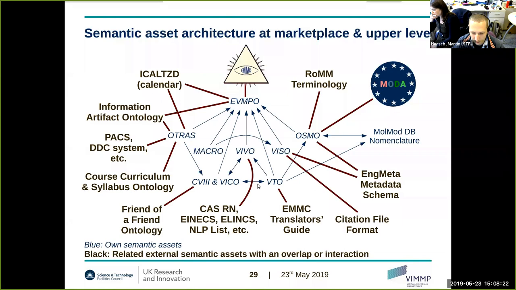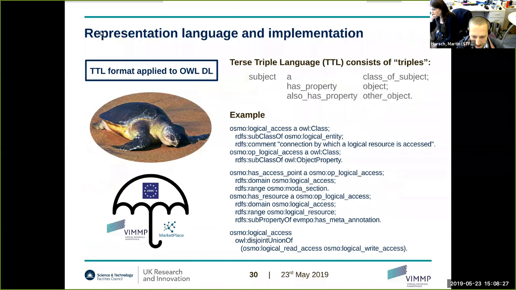How do we realize this technically? The ontologies are within the logical level defined by the OWL description language, OWL DL. The format that we use is the Turtle triple language, also called Turtle language. So it's a Turtle format. You see an example down here.